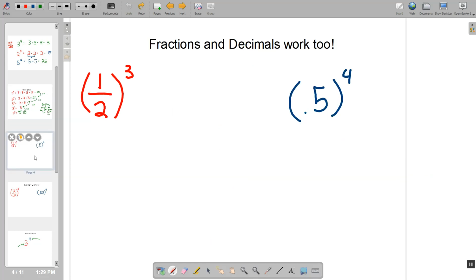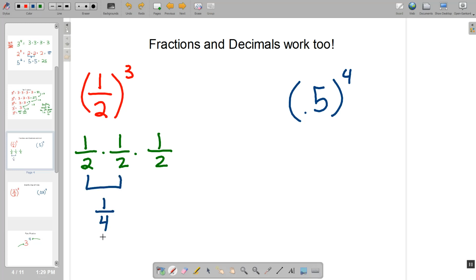So fractions and decimals also work as well. So if we have our base of 1/2 and our exponent of 3, that means we are doing 1/2 3 times, multiplied times itself. 1/2 times 1/2 times 1/2. 1/2 times 1/2 is 1/4. Times 1/2 again for our third one is 1/8. So it looks like it's a lot harder, but it's actually the same to do 1/2 times 1/2 times 1/2, or 1/2 to the 3rd power.